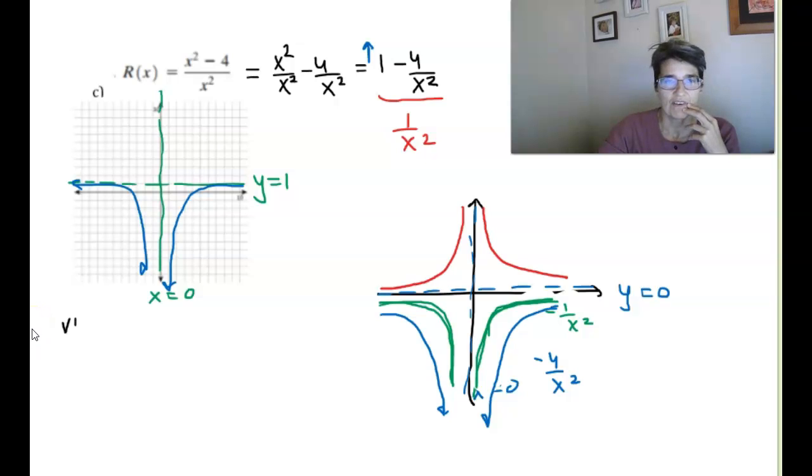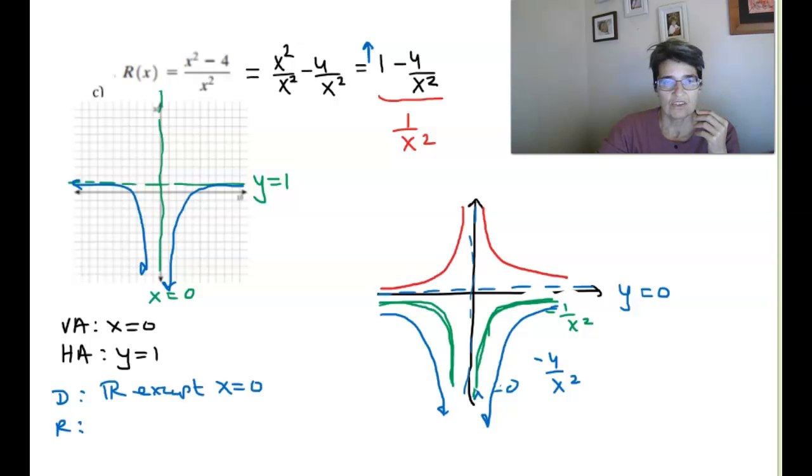So we have our vertical asymptote is at x equals 0. Horizontal asymptote is at y equals 1. Domain is all real numbers except for x equals 0, and the range is everything from negative infinity up to 1.